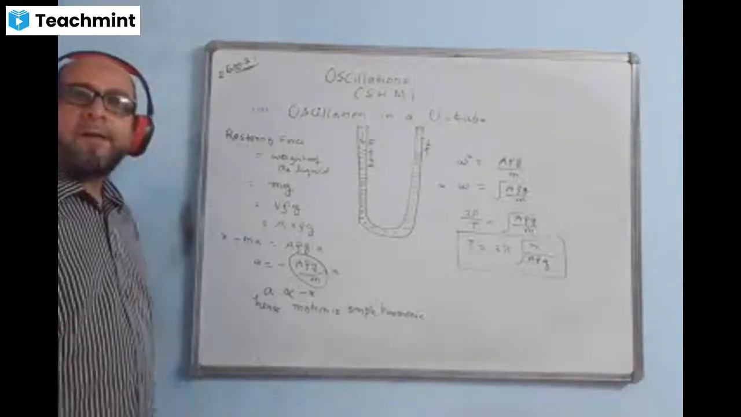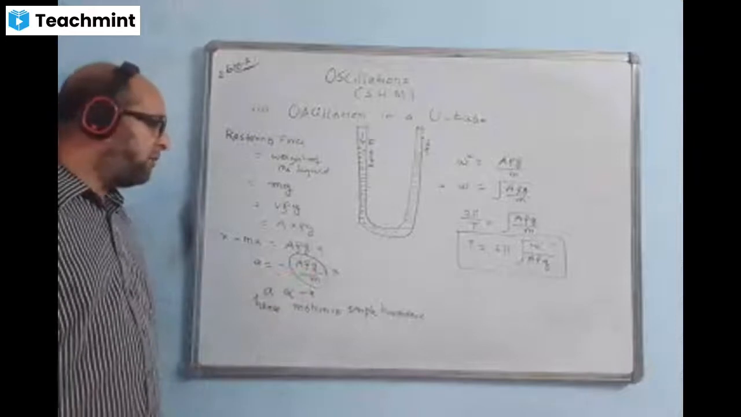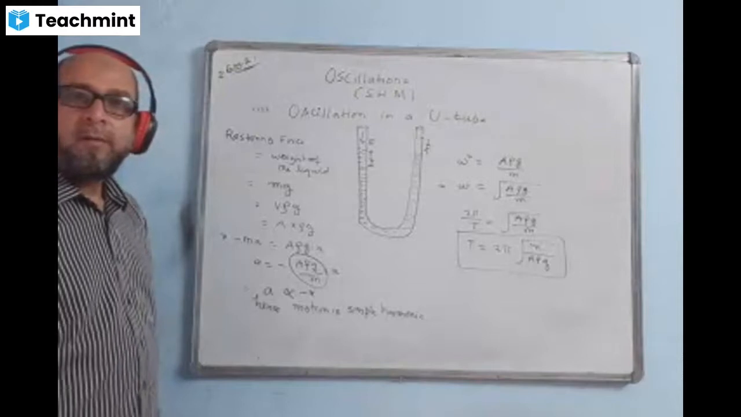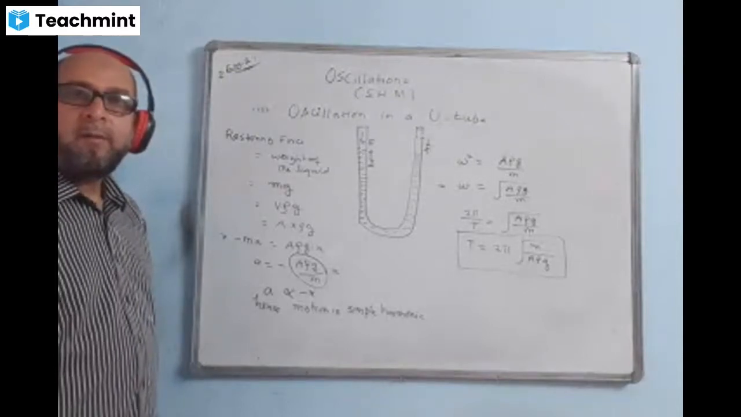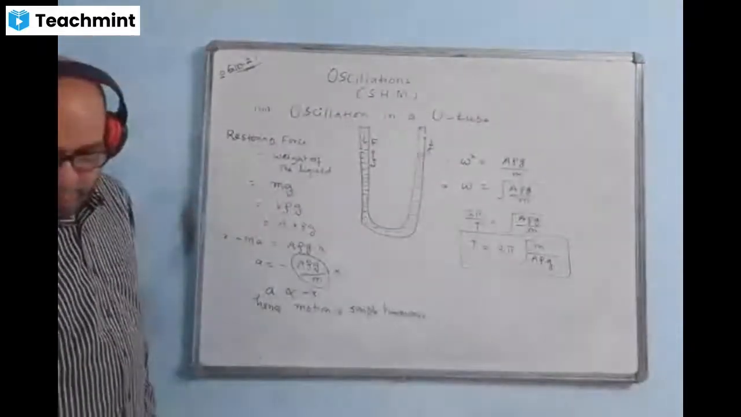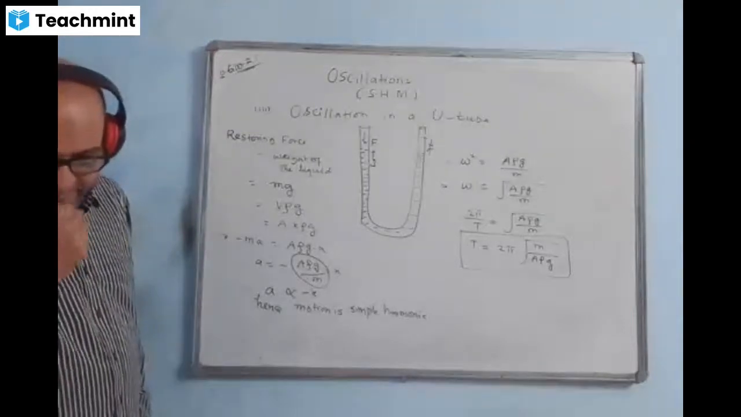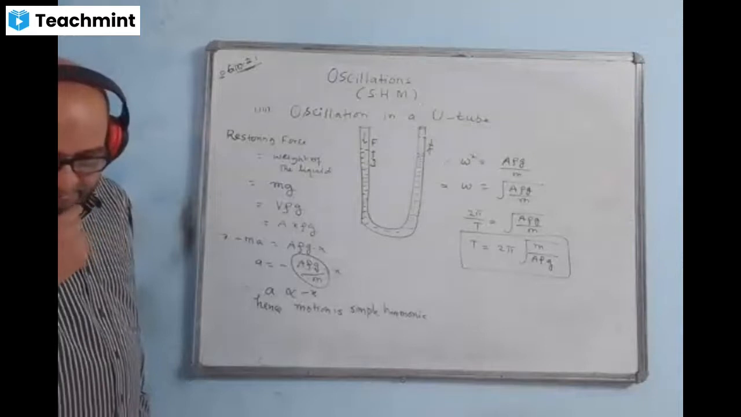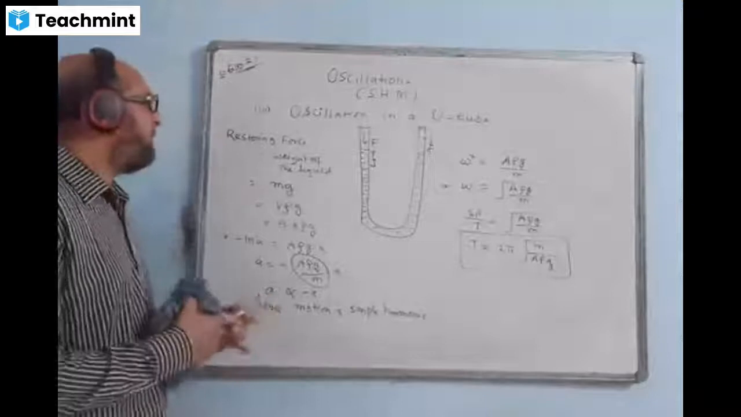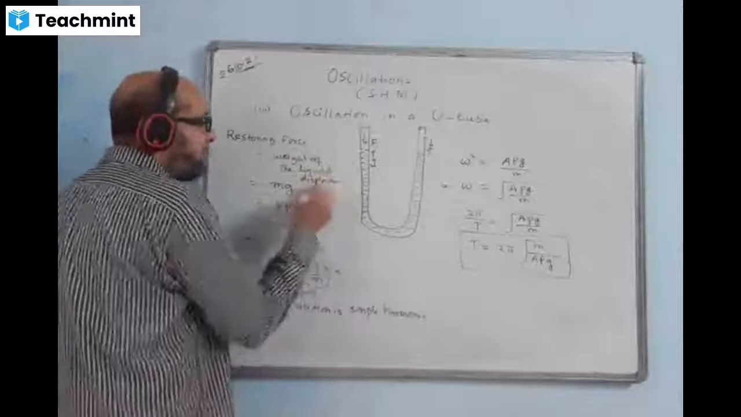What is A? A is the area of cross section. Rho is density. g is acceleration due to gravity. Okay. Now, here we can say the restoring force is equal to the weight of the liquid displaced. We should write weight of the liquid displaced.